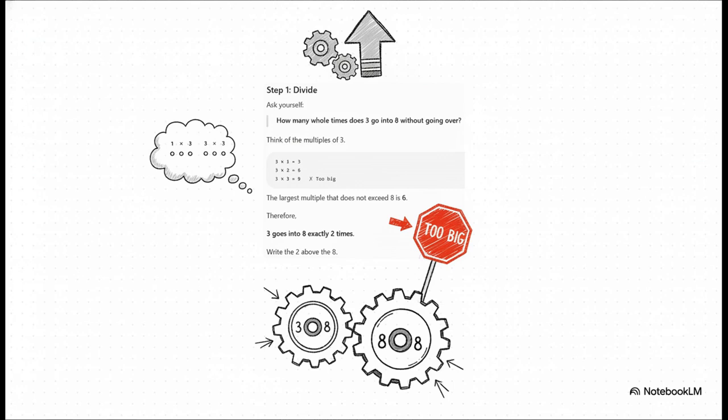If we run through the multiples of 3 in our head, well, 3 times 2 is 6, and 3 times 3 is 9. 9 is obviously too big, so the largest multiple that safely fits is 6. That means 3 goes into 8 exactly 2 times. To finish that divide step, we just pop that 2 right up on the roof of the bracket. That is the very beginning of our quotient.